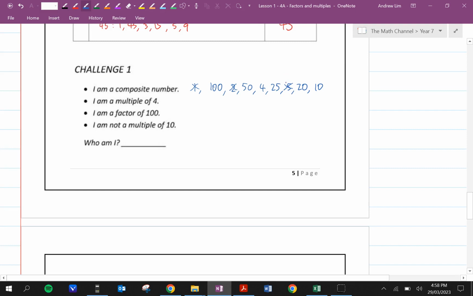Alright, number 2 says I'm a multiple of 4. Yep, I can multiply 4 by 25 to get 100. 50 is not a multiple of 4. 4 is a multiple of 4. 25 isn't. I can't multiply anything by 4 to get 25. 20 is. 10 isn't.